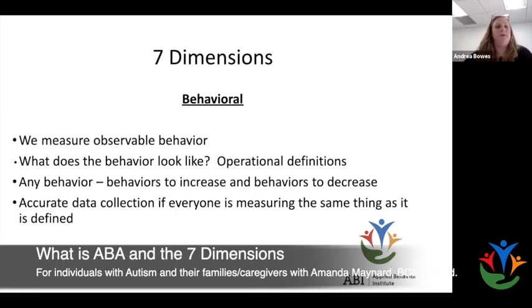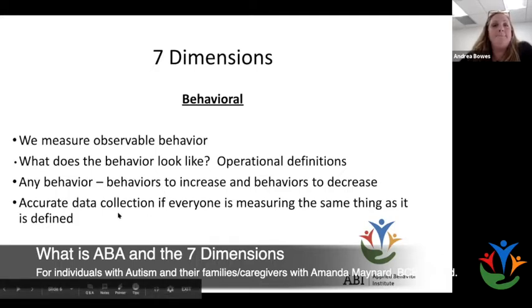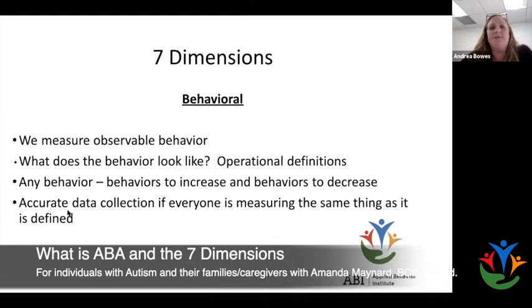And we define any behavior, even the behaviors we want to see more of, that we're targeting to increase, and the behaviors we're targeting to decrease. And the premise is that accurate data collection is happening if everyone is measuring the same thing as it's defined. So that's why you'll hear us talk about operational definitions. What's the operational definition? We want everybody that's measuring that behavior to be measuring the same thing.